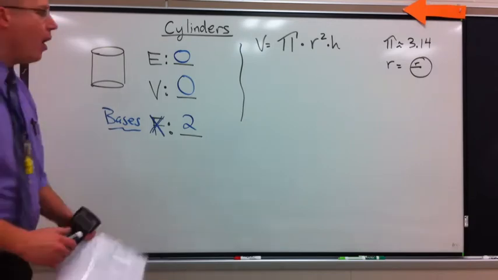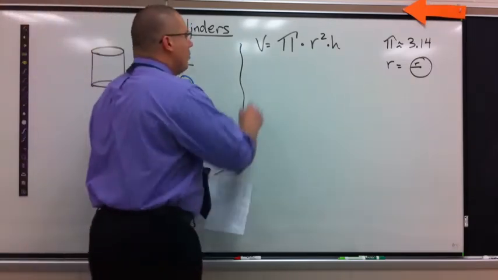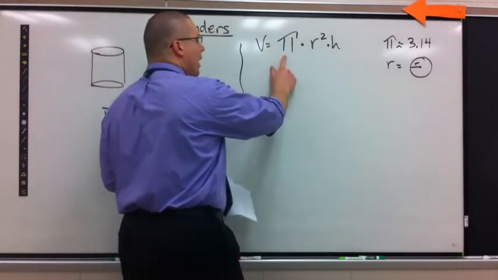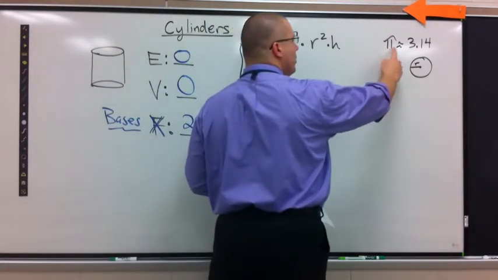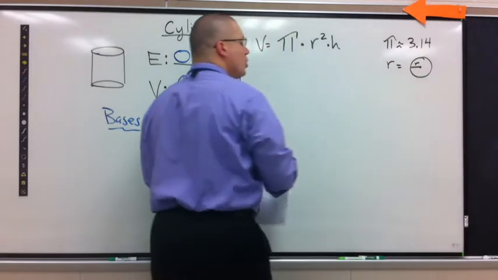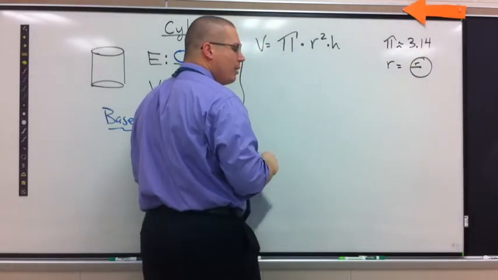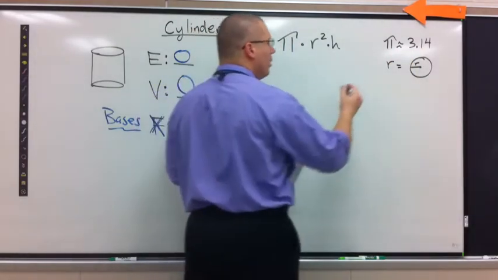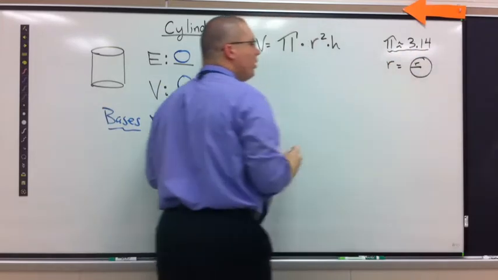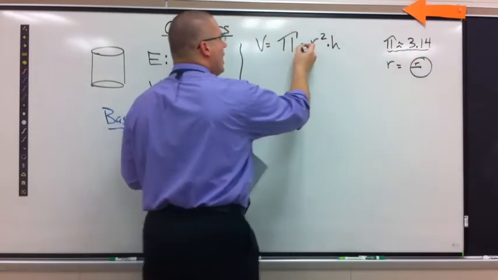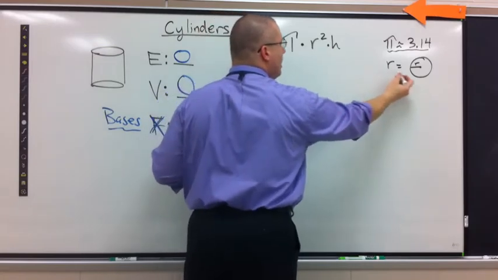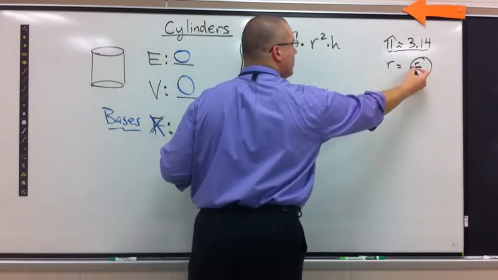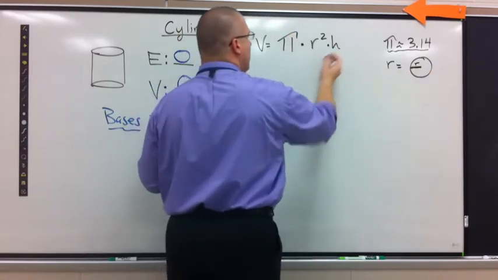The next part is the volume formula. Volume equals pi, and we remember pi is the number 3.14. You could use the pi button on your calculator, but your answer will be a little different than what mine are. If you use 3.14, it'll be more accurate. Times r to the second. R is radius, halfway distance across a circle, times h.